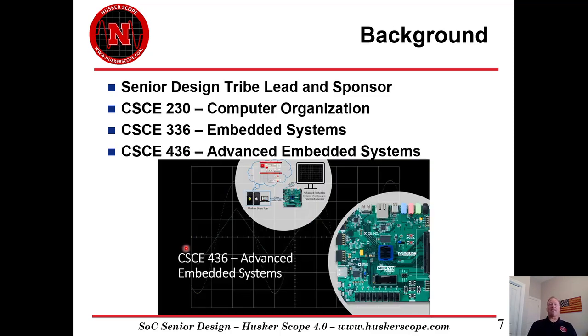Lastly, I teach Advanced Embedded Systems. I've taught that course here for 5 years now, and I've taught a similar course at the Air Force Academy for 2 years prior to that. This course teaches engineering students how to develop the hardware and software interfaces for an oscilloscope and function generator using the Nexys Video FPGA.